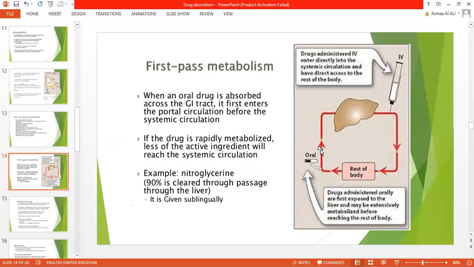For example, nitroglycerin, 90% is cleared through passage through the liver. It is given sublingually. So, drugs administered orally are first exposed to the liver and may be extensively metabolized before reaching the rest of the body, while a drug administered IV enters directly the systemic circulation and has direct access to the rest of the body.